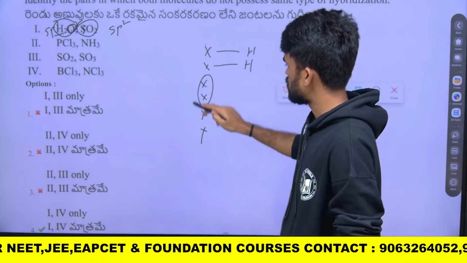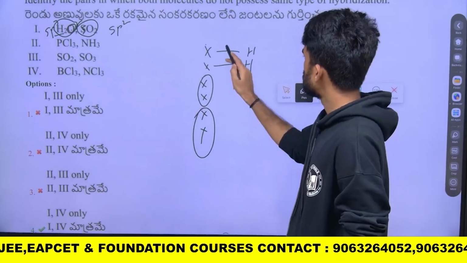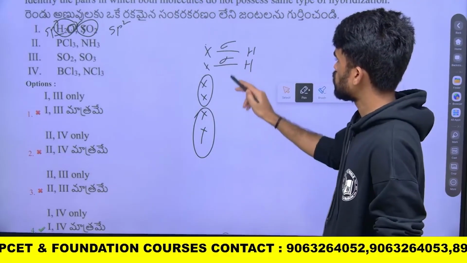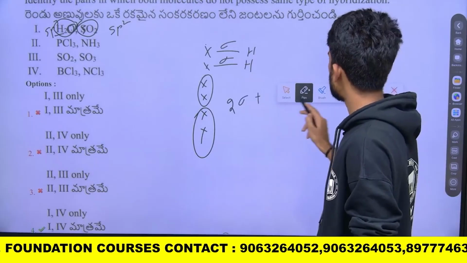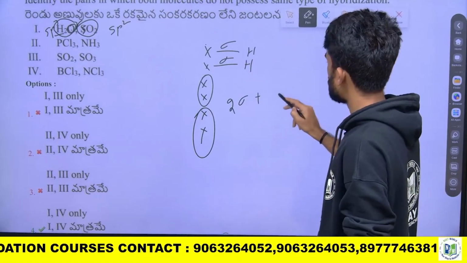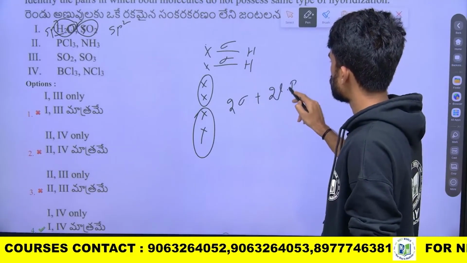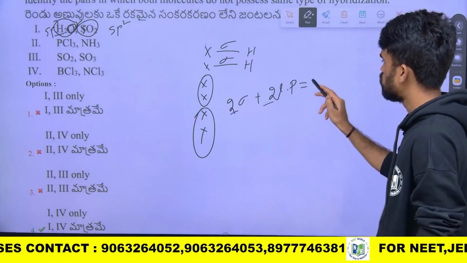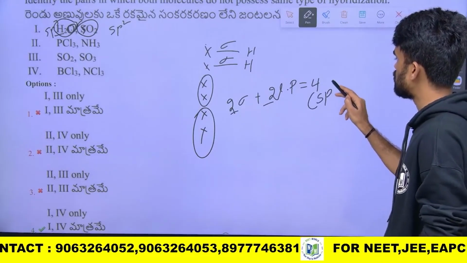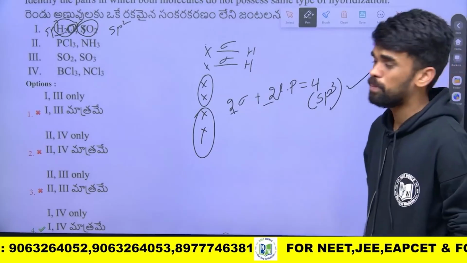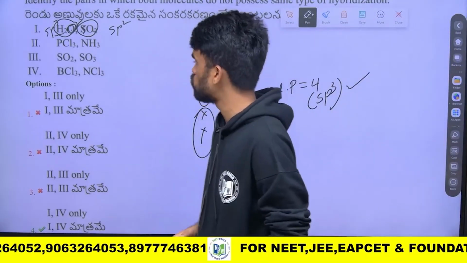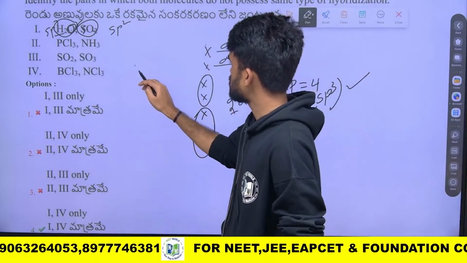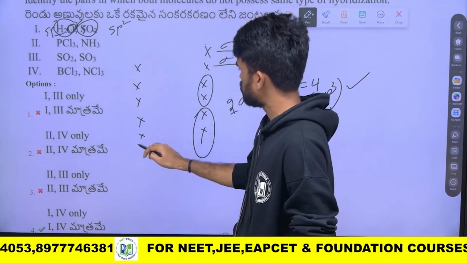So this is one set of lone pair, this is another set of lone pair. These two are sigma bonds. So the total number of sigma bonds is 2, and the total number of lone pairs is also 2. So the total hybridization number will become 2 plus 2, 4. So that is sp3 hybridization. Hope it is clear.